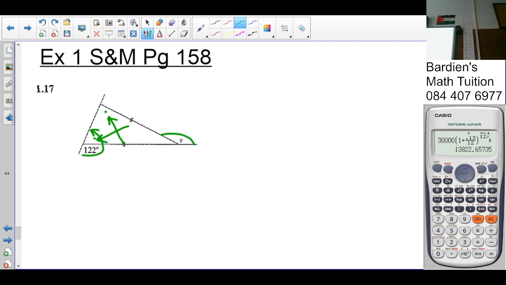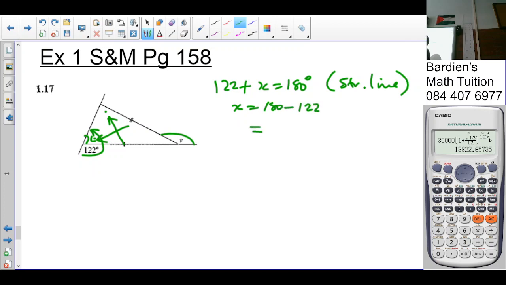Angles on a straight line. So we're going to say 122 plus, let's call this one x, is equal to 180. Angles on a straight line. So x is equal to 180 minus 122. If the angle doesn't have a label, you can put in the x, the unknown variable. But as far as possible, try to work with it like it is.